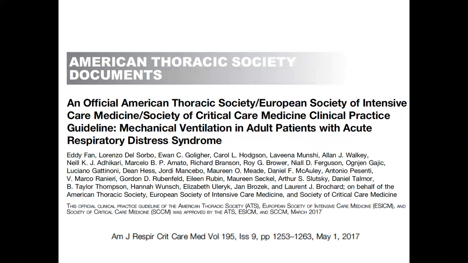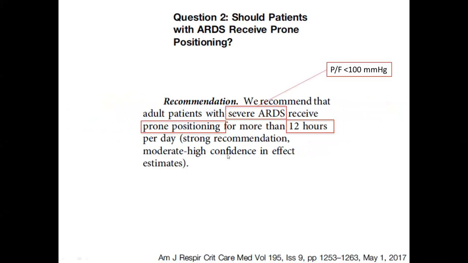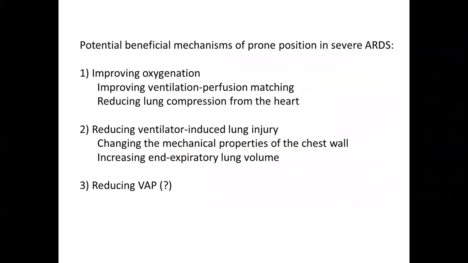However, we know about the Guerin paper, and we'll talk about that in a moment. Now it's recognized as a treatment that reduces mortality, and so in the guidelines for mechanical ventilation of patients with ARDS, the recommendation was given. We recommend that adult patients with severe ARDS, so PF ratio less than 100, receive prone position for more than 12 hours per day. Strong recommendation, moderate to high confidence in the estimated effect.